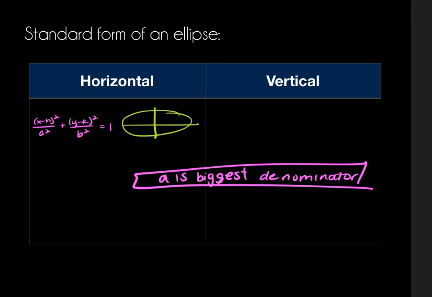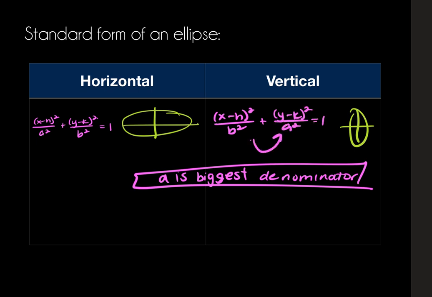If it is a vertical ellipse, then again, order doesn't matter. So I could still have it go x minus h squared over b squared plus y minus k squared over a squared equals 1, or reverse the order. Order does not matter because it's a plus in between. What does matter is which one gets the bigger denominator.